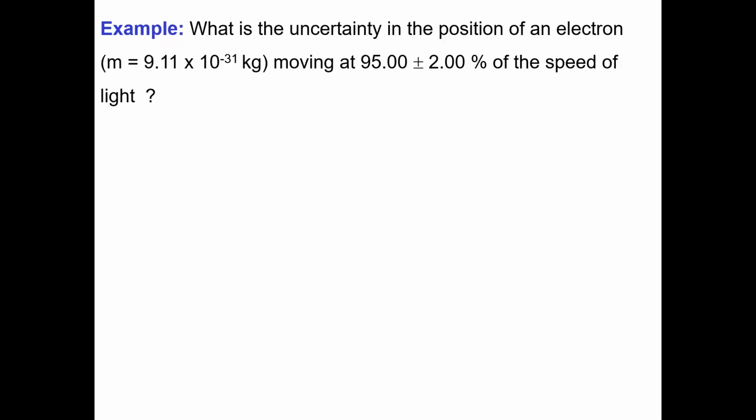So generally, these are just a solve-for-the-unknown type of problem. So it says here, what is the uncertainty in the position of an electron? So we're trying to figure out what delta x is. And so this electron has a mass, just like all electrons, of 9.11 times 10 to the minus 31 kilograms, and it's moving at 95 plus or minus 2% of the speed of light. So the uncertainty in the velocity is 2% of the speed of light.